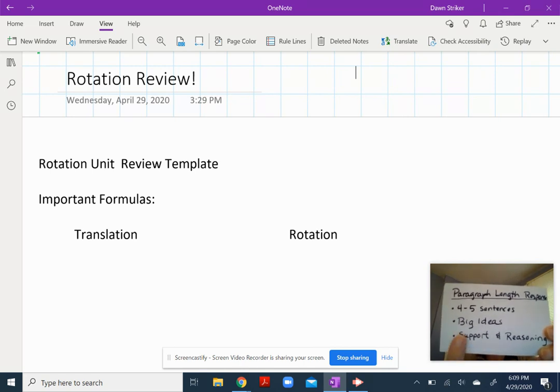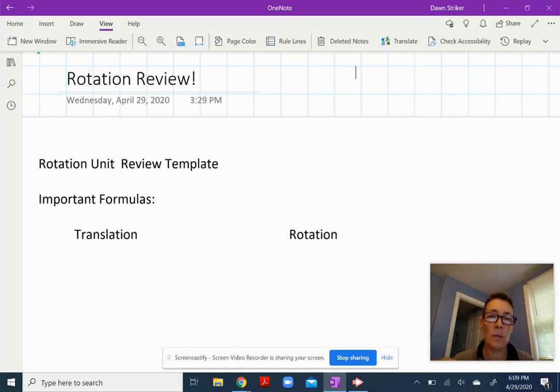Reason why you're using the method that you're using. And then make sure you support the big ideas with those following sentences in your paragraph. All right. So that's what you should think about for your paragraph. We're going to do some practice this week with paragraphs.